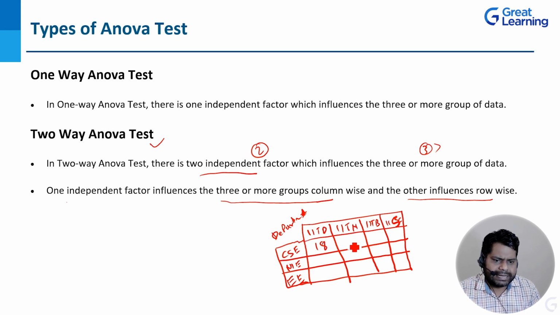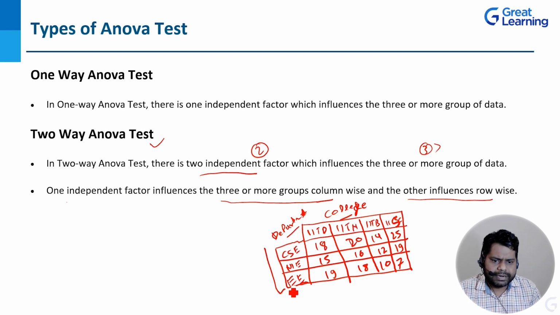Let's say 18 lakh, 20 lakh, 14 lakh, 25 lakh. Let's say 15 lakh, 16 lakh, 12 lakh, 19 lakh. Then 19 lakh, 18 lakh, 10 lakh, 7 lakh. So here we can see that there is college, or we can say universities, and department.